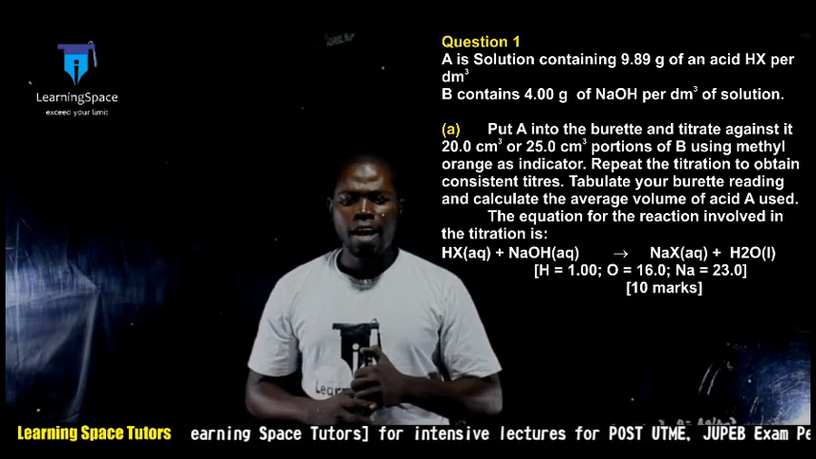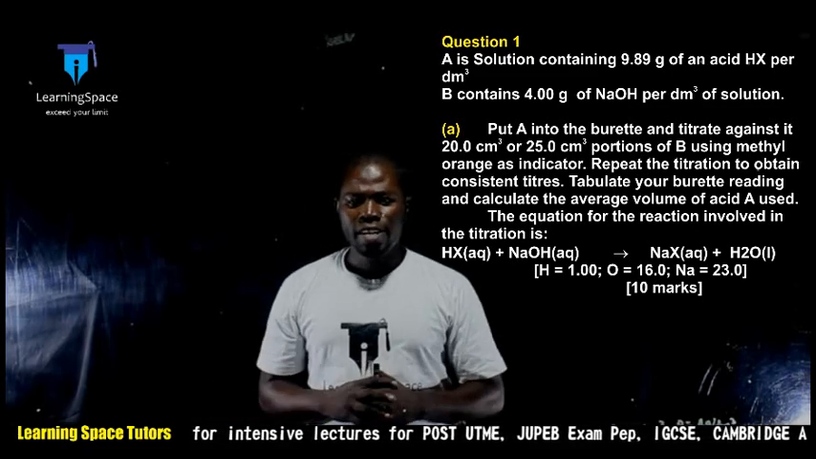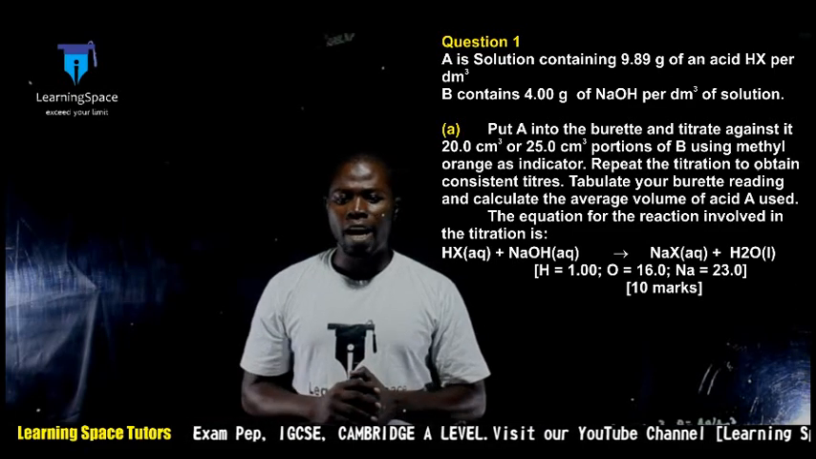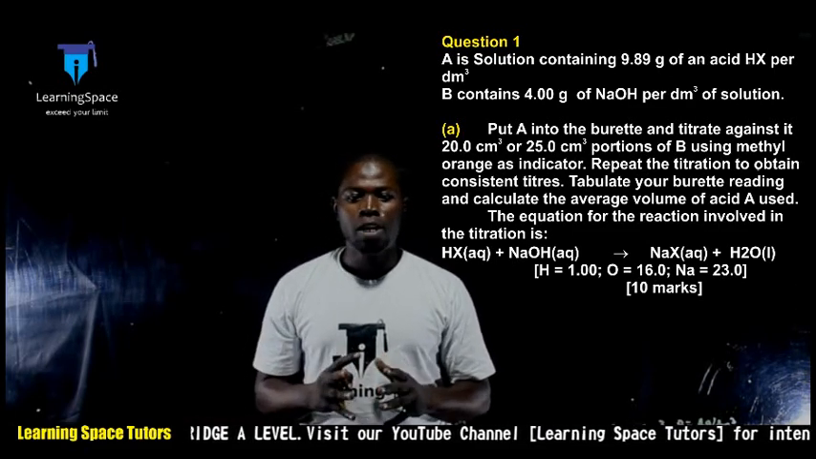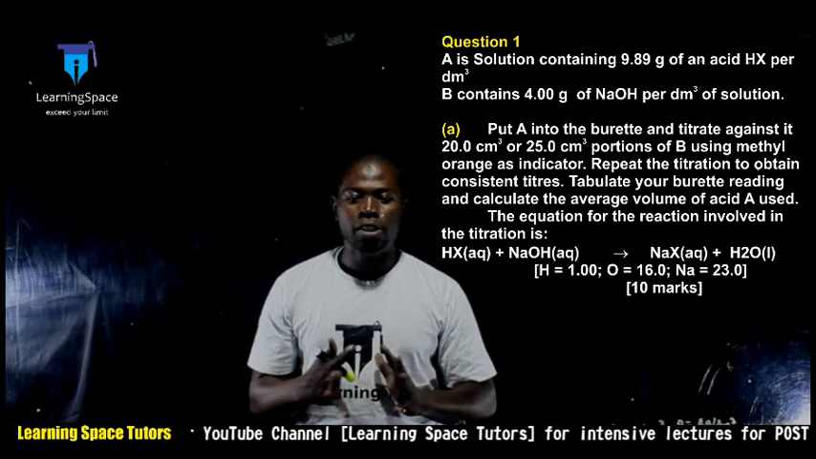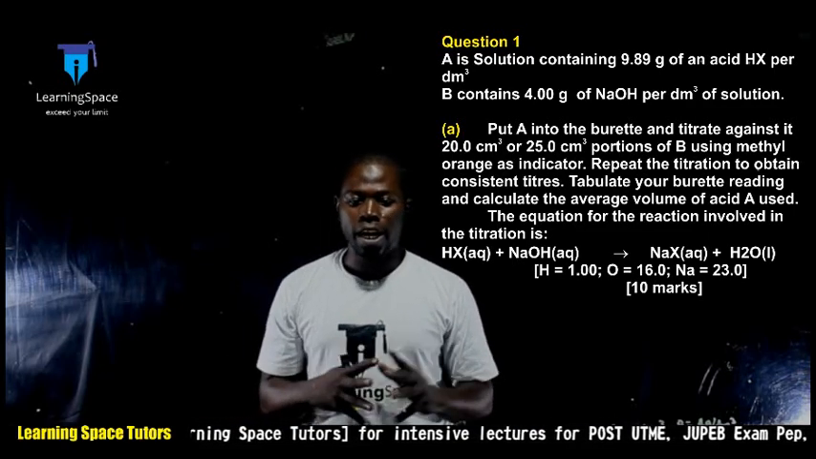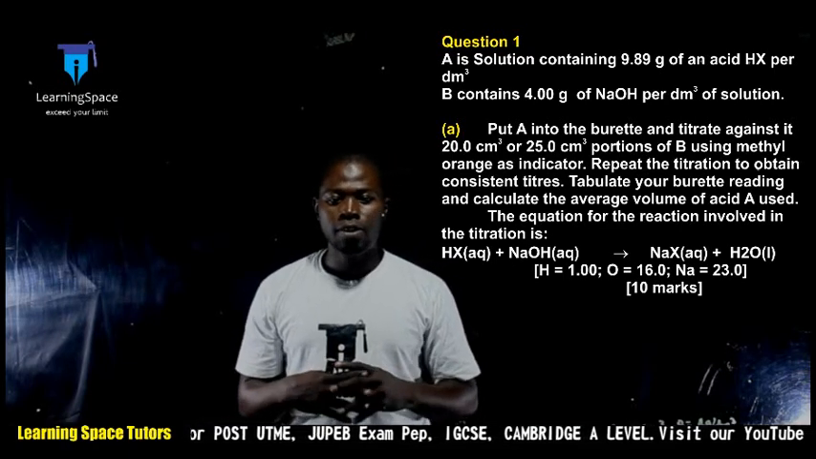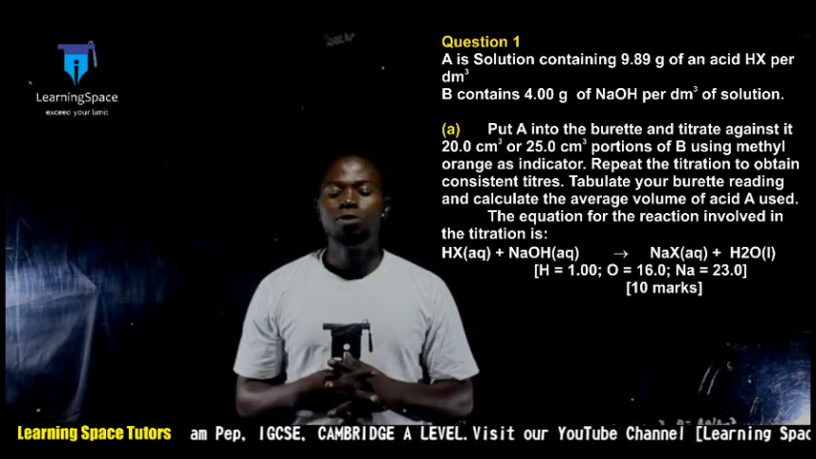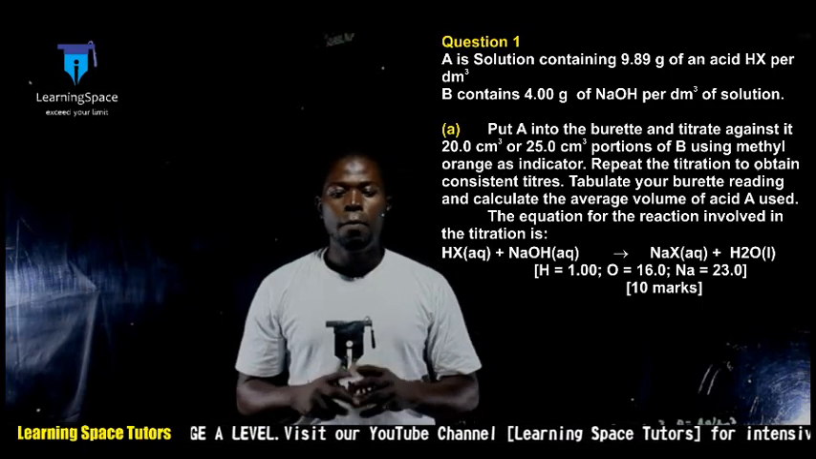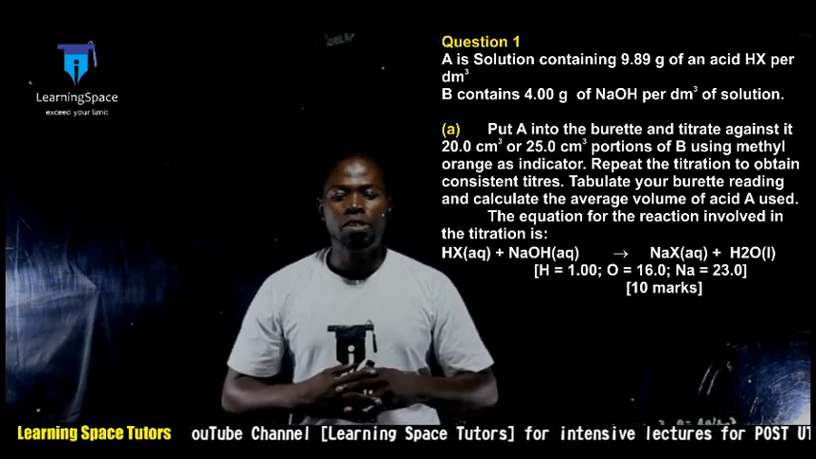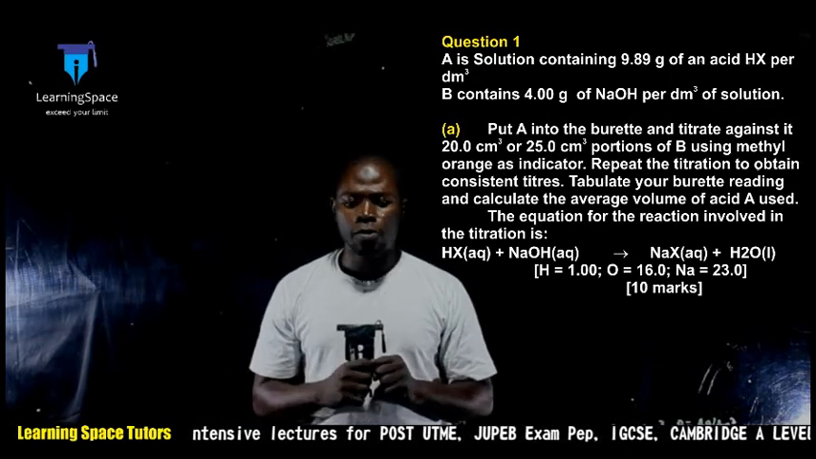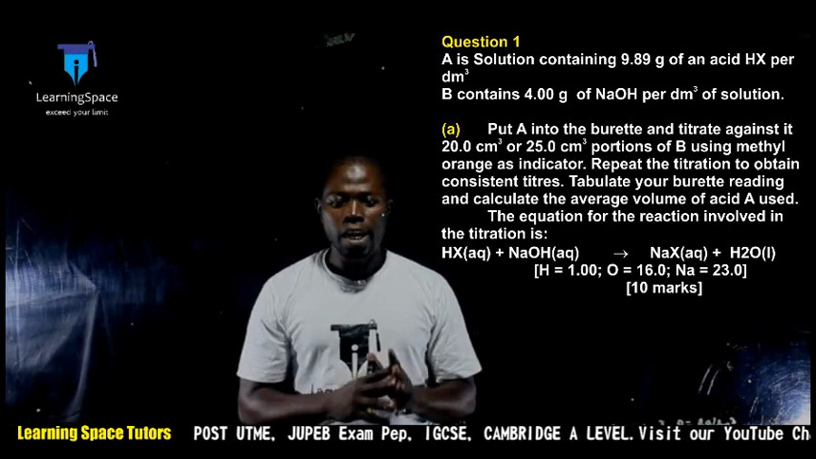Question 1. Let's say we are given an acid. A is a solution containing 9.89 gram of an acid HX per dm cube. They didn't tell us what the acid is. They just tell us the acid is HX. Then it contains 9.89 gram per dm cube. In a way, they have given us the mass concentration, that's concentration in gram per dm cube. B contains 4.00 gram of sodium hydroxide per dm cube of solution. Okay, B is the base, A is the acid.